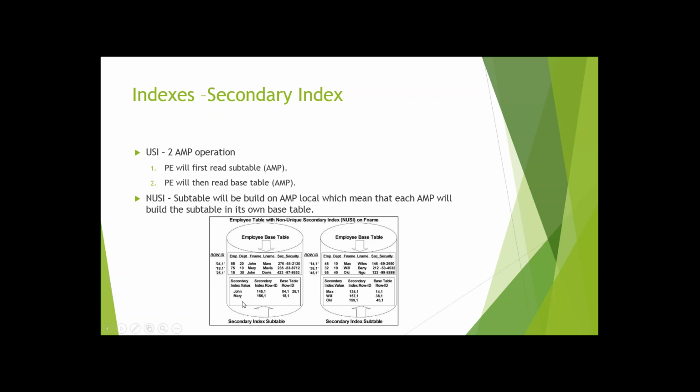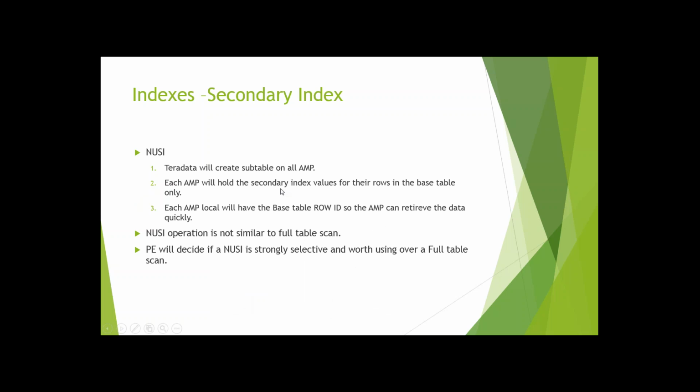So NUSI will create a subtable on all AMPs. Each AMP will hold the secondary index value for their rows in the base table only. So the subtable will be created in all AMPs, but each AMP will only hold the secondary index values that correspond to its own base table rows. Each AMP will have a base table row ID so that the AMP can retrieve the data quickly.